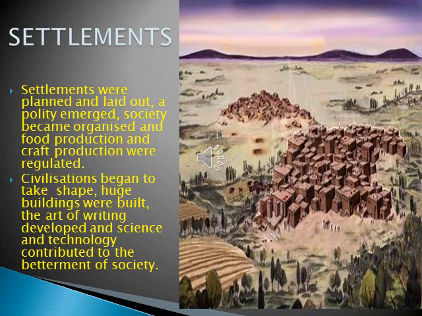Human beings began to construct huge buildings. The art of writing developed. Science and technology contributed to the betterment of society. Human knowledge was slowly developing. When compared to nomadic man, to the Paleolithic, Mesolithic and Neolithic cultures, human beings now began to develop. Their knowledge and their skill were developing.